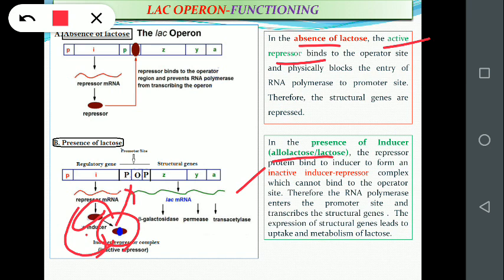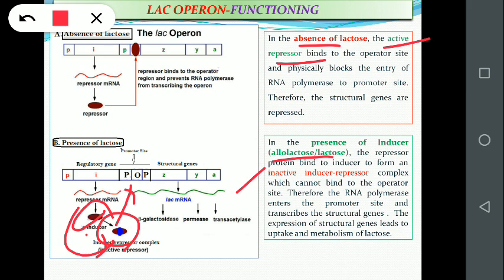Once we add lactose to the medium, what happens? Lactose slowly enters the cells because the number of permease molecules is also very low. Once it enters the cell, because of the low concentration of beta galactosidase, the lactose is not converted directly to glucose and galactose. First of all, it is converted to allolactose, because the enzyme activity is low.